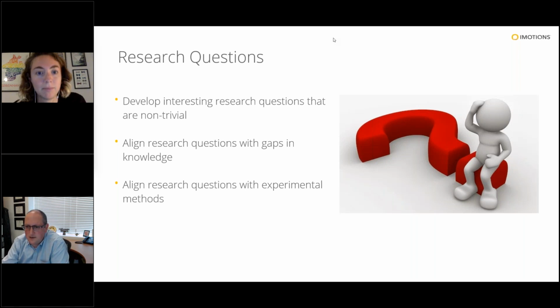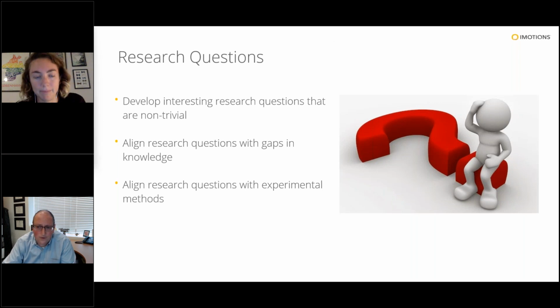And it's not just developing a great research question, but developing a great research question that aligns well with methods and resources that you have access to. And so that's something that, as simple as it may sound, we still see people all the time misalign their research questions with the experimental tools that are available to them. And so that's worth thinking about quite a bit as well.